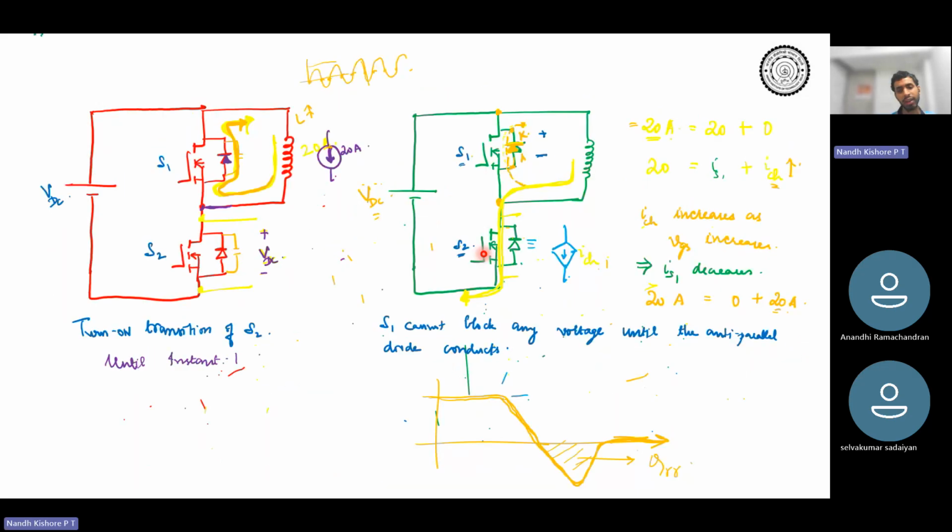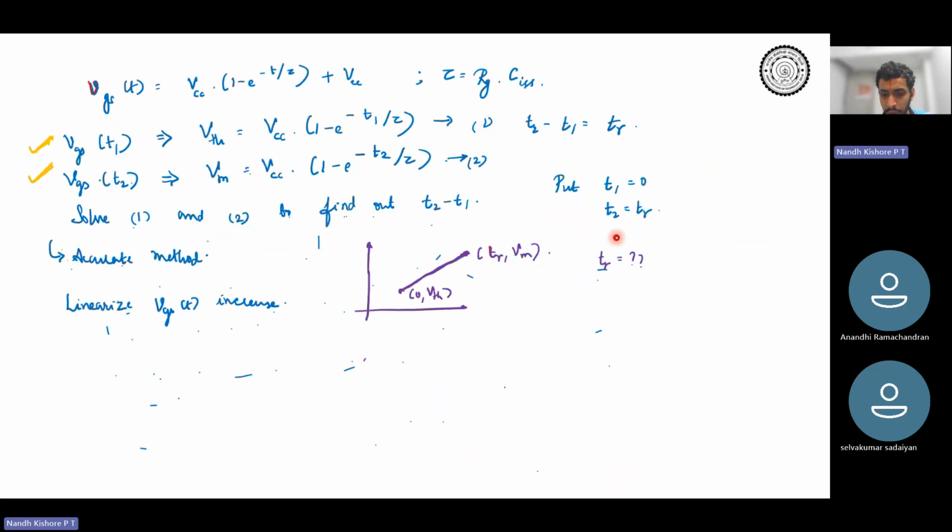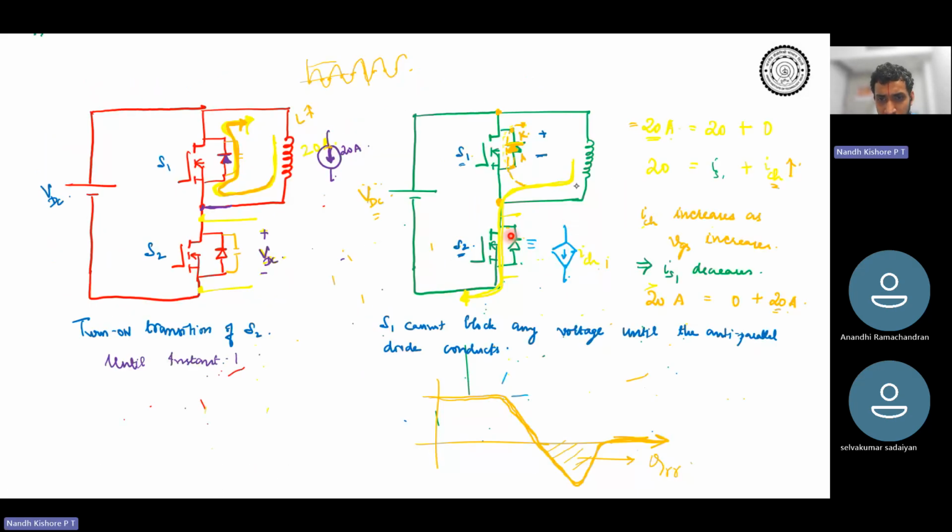Since this is like a voltage controlled current source, you can approximate the channel as a current source. So slowly the current through S2 would increase, right? Since your inductor current is fixed, like a constant current source of 20 amperes, 20 amperes is flowing over here. Now it splits into some current through S2 and some current through the antiparallel diode of S1. Initially, the entire current was flowing through the antiparallel diode of S1, so that is 20 plus 0 as I have written it.